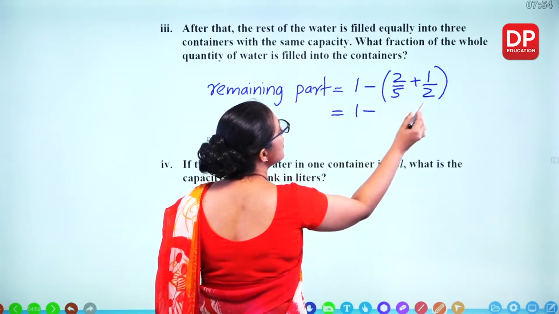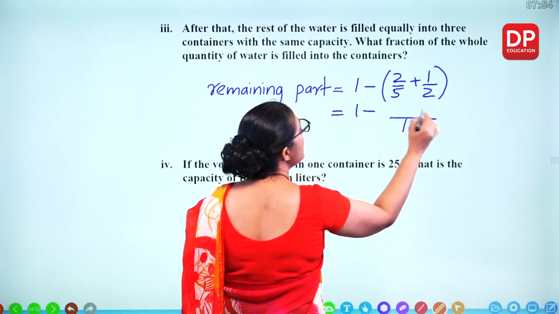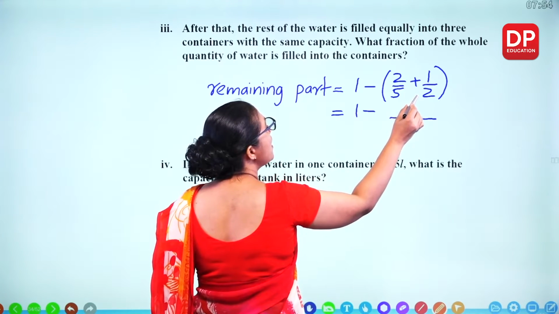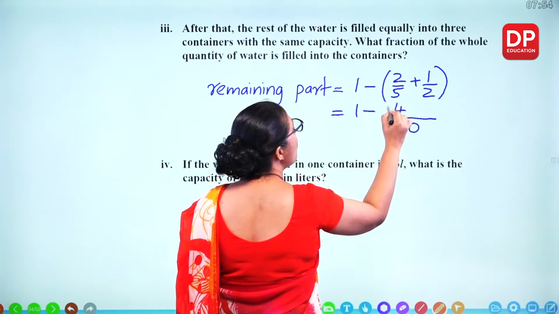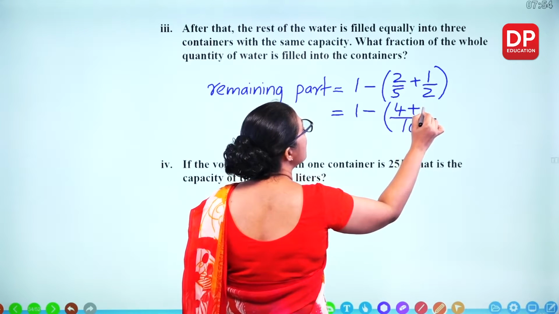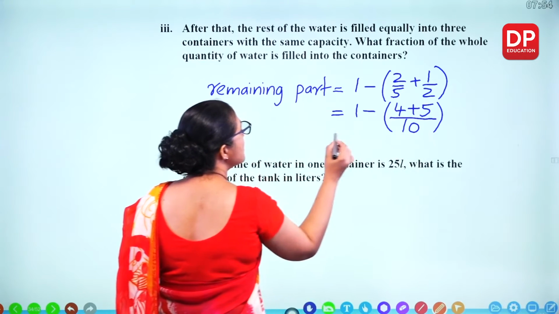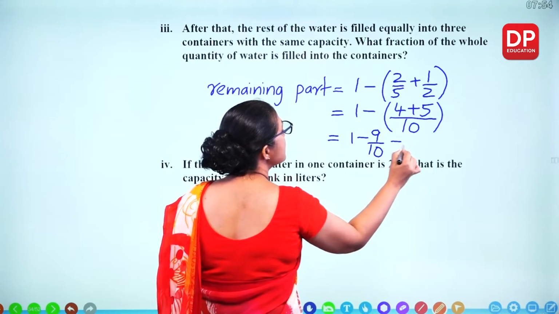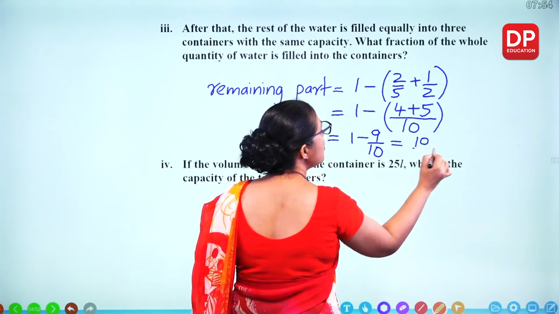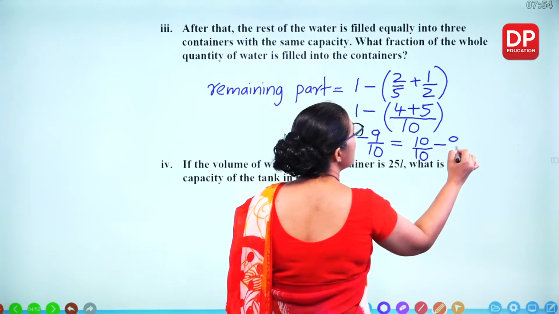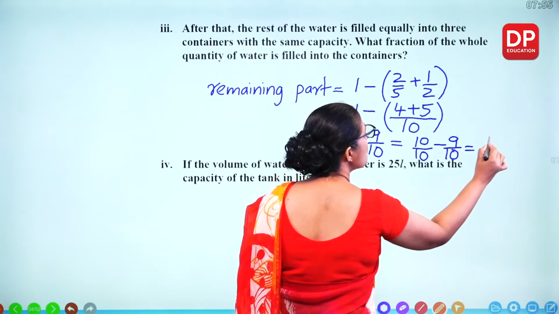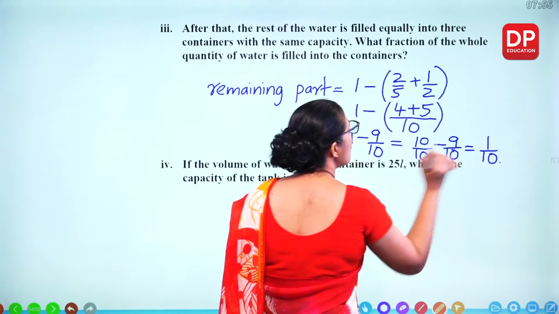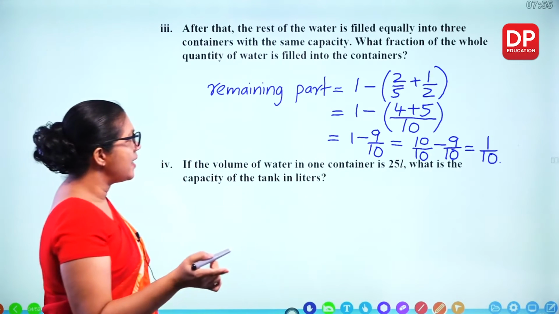So what's the amount here? You can convert to 10. Lowest common multiple, 2 times 2, 4 and 5. 9 over 10. 1 minus 9 over 10, that's the same as 10 over 10 minus 9 over 10. That's 1 over 10. So 1 over 10 is remaining.